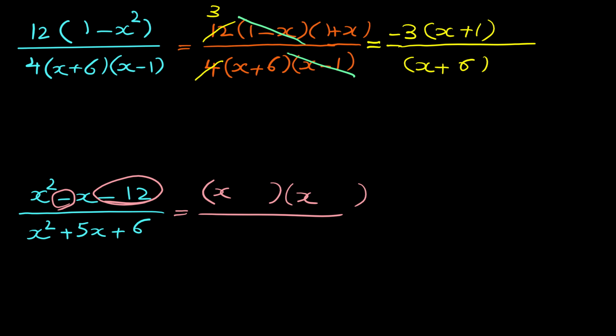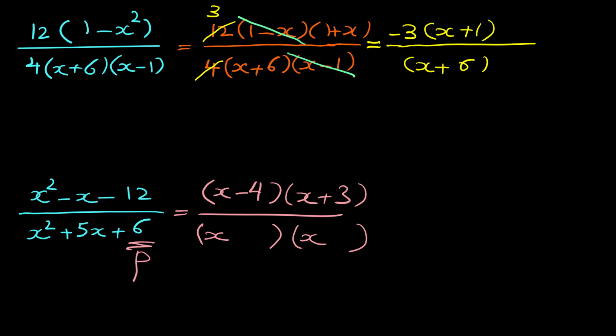Two numbers whose product is negative 12 and whose sum is negative 1 are negative 4 and 3, because negative 4 times 3 is negative 12, and negative 4 plus 3 is negative 1. Now try to factor the denominator. We put x, and then we look for two numbers whose product is 6 and whose sum is 5. Those numbers are 2 and 3. 2 times 3 is 6, 2 plus 3 is 5.